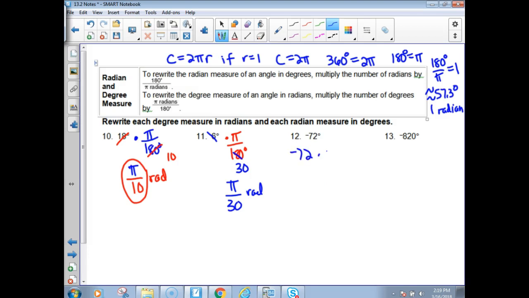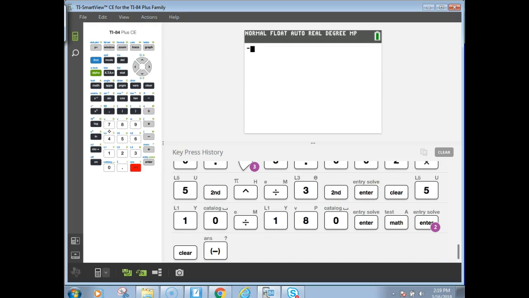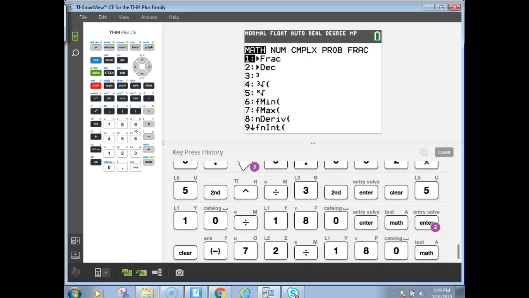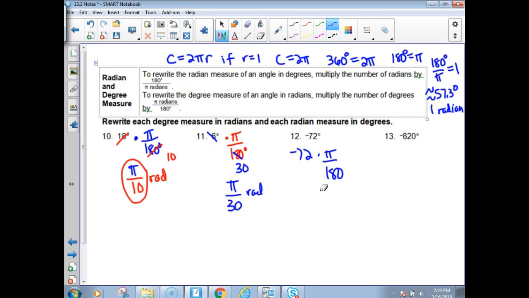Negative 72 times pi over 180. I'm going to use my calculator to help me out with that one. I'm going to hit negative 72 divided by 180. And I'm going to hit math, enter, enter. Negative 2/5 is what I get. What happened to the pi? Don't put it in the calculator. Then your calculator can do the fraction reduction for you. Okay, so you only want to type that in numbers. And I got negative 2/5, and then I put pi on it. Negative 2 pi over 5 would be the answer now in radians.